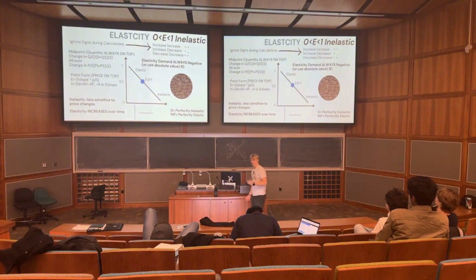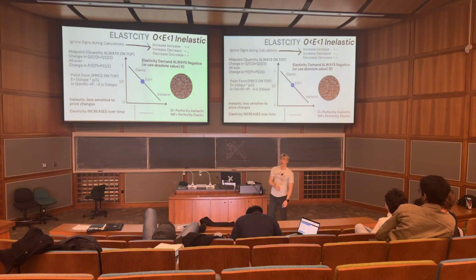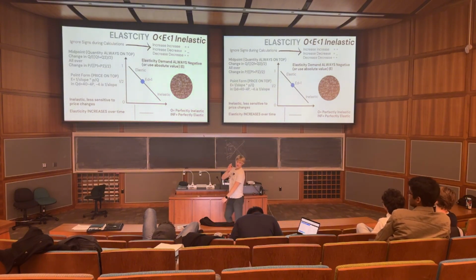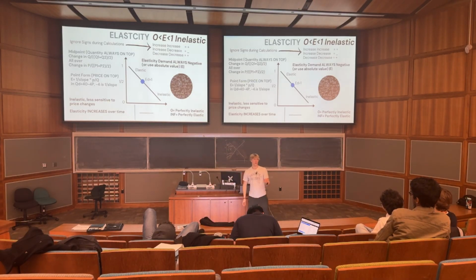The elasticity of demand is always negative, so make sure you write that, or you can just use the absolute value of demand to help it. And then here you can see that along a linear demand curve, the midpoint is going to have a unit elastic, so it'll be an elasticity of 1. Above that is going to be elastic, and below that is going to be inelastic. And 0, perfectly inelastic, and infinity is perfectly elastic demand.